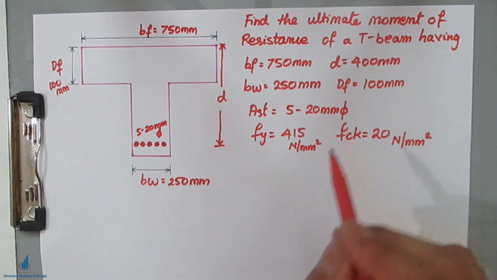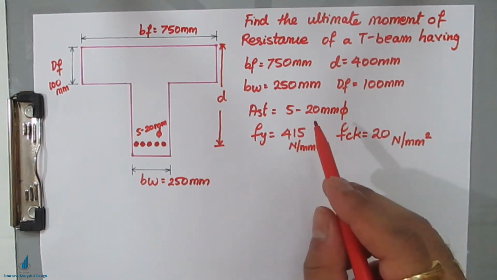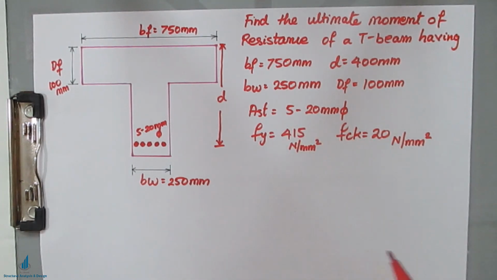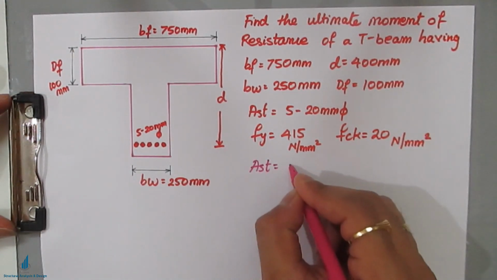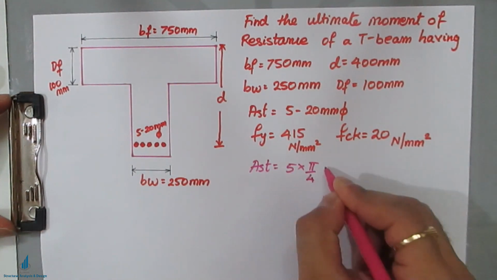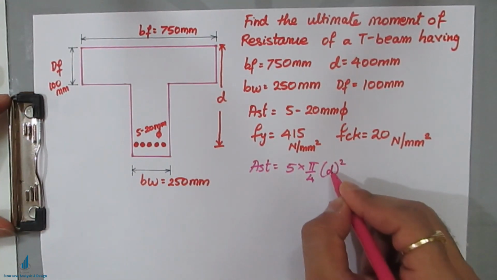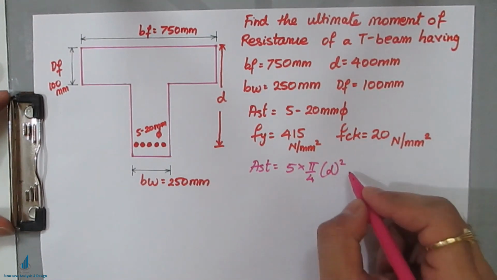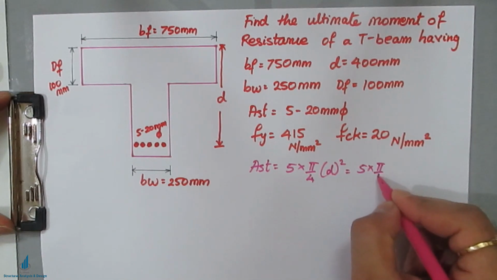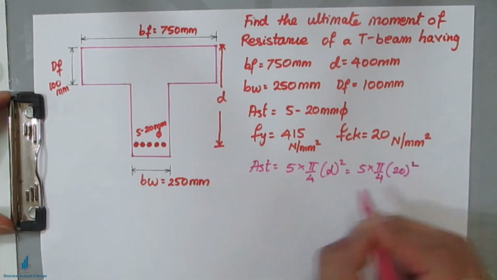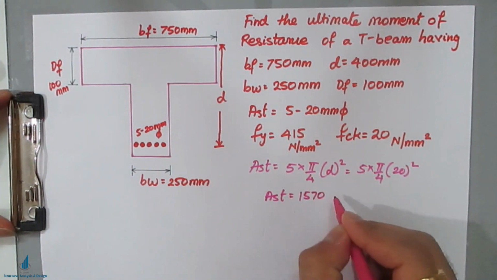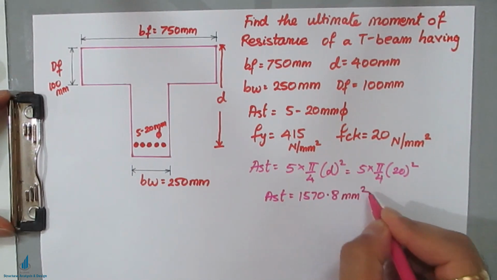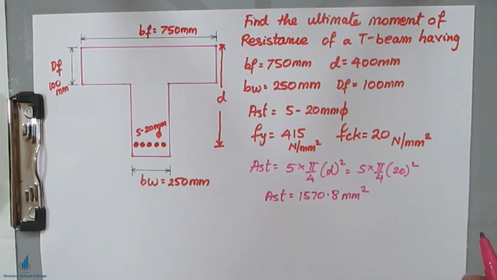So the first step will be to find the area of steel. In terms of bars they have given, we have to find the area now. AST equals 5 into pi by 4 d square. This is the bar diameter d, don't get confused with the effective depth. So 5 into pi by 4 into 20 square. So the AST comes out as 1570.8 mm square. So now you have calculated the area of steel.